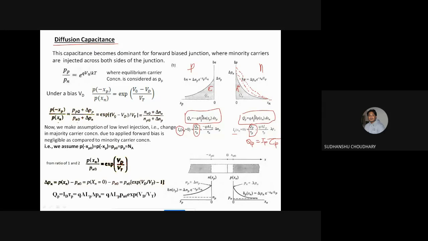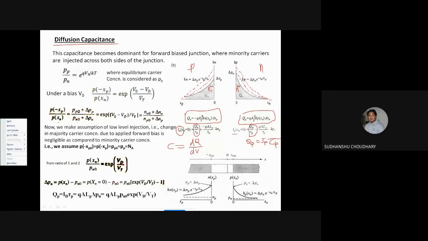Similarly, on this side, there is an increase in minority carrier injection. Again, an increase in minority carrier injection if I increase the forward bias. So as I increase the forward bias, these charges also increase. And we remember the definition of capacitance, that is, an increment in charge with respect to an increment in bias.